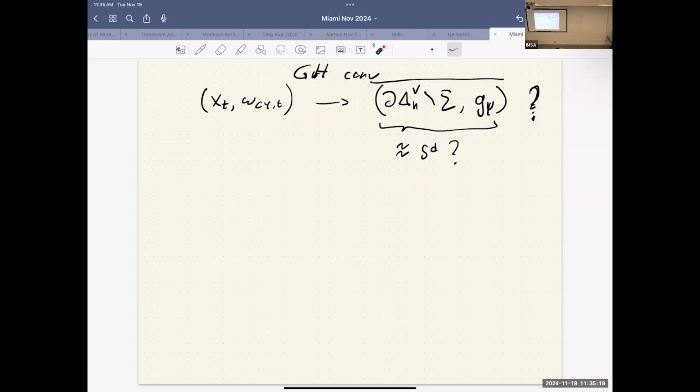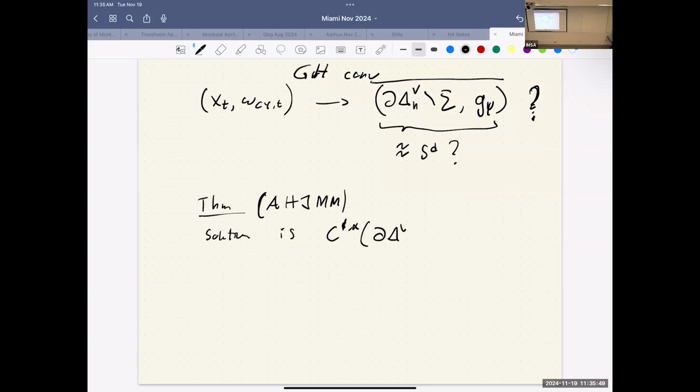So there is a theorem, by Rolf, myself, Mattias, and Enrica, that says that the solution is C^{1,α} on the symmetry group, or it's weighted. So what does this say?